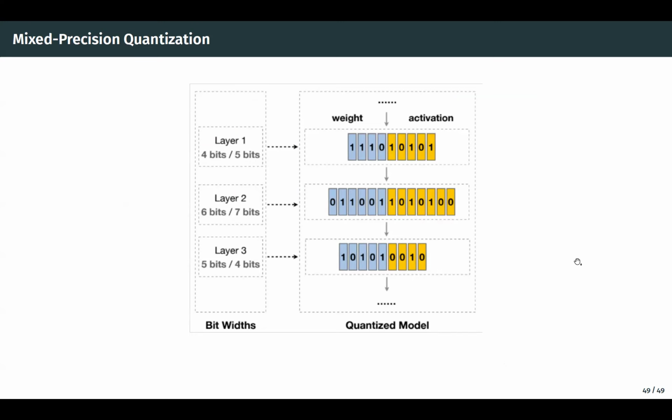Of course, this also comes with a trade-off in hardware, because you have to consider how to implement this in real hardware. But it's possible, since some layers are much less sensitive and some layers are very sensitive. So you can balance that and find a more optimized way. Yeah, so this is basically the whole concept of quantization.